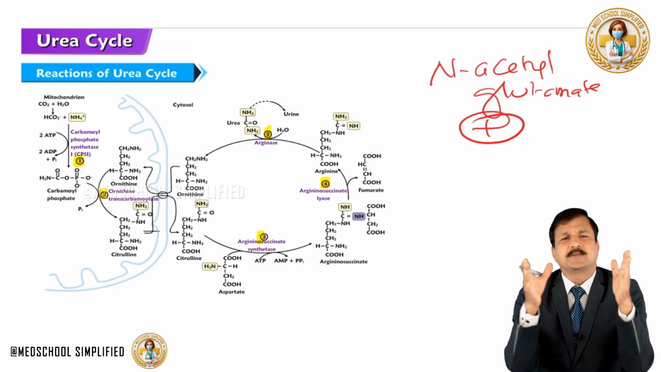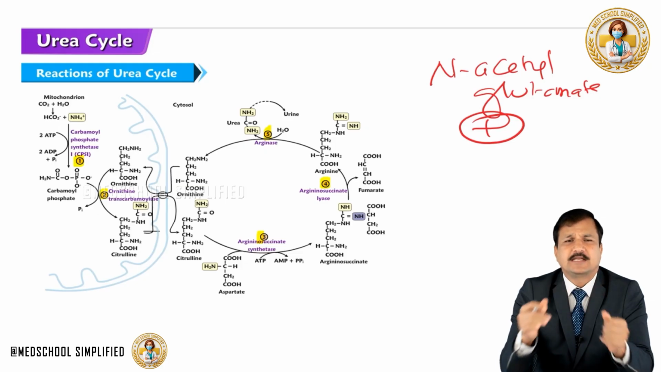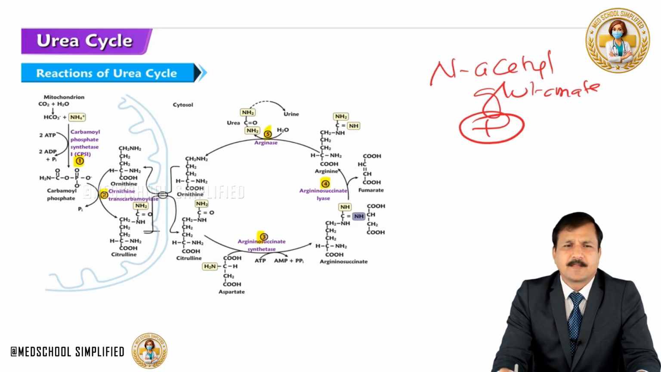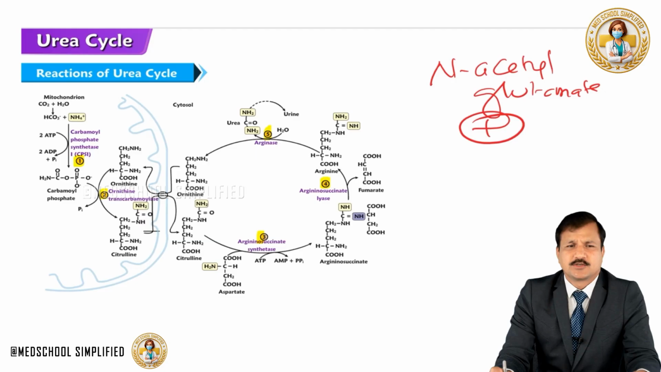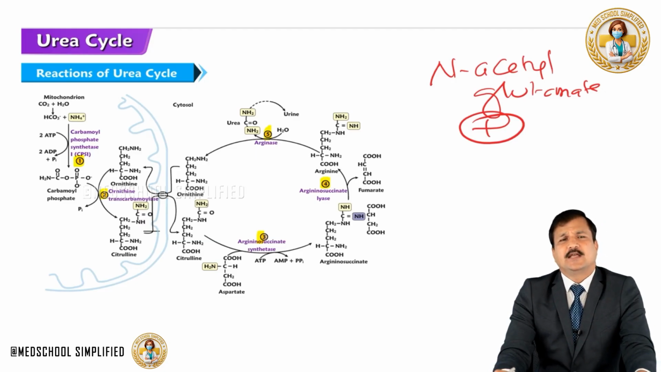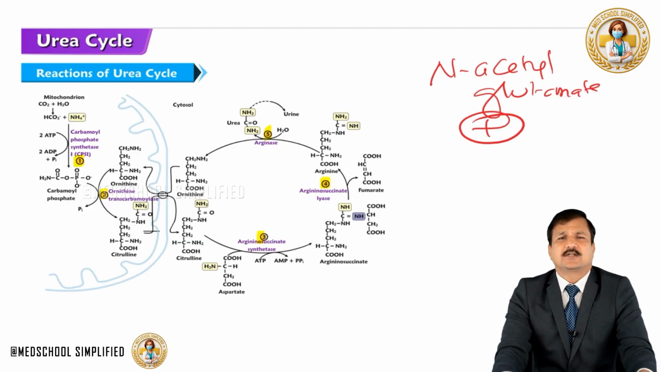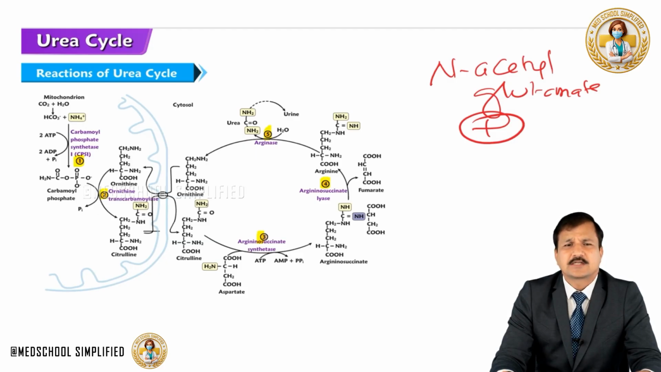Now the carbamyl phosphate simply condenses with ornithine by the enzyme ornithine transcarbamylase, and this is one of the mitochondrial enzymes participating in the urea cycle, especially the second reaction. Not only that, the gene for ornithine transcarbamylase is located on the X chromosome. That's why any deficiency in ornithine transcarbamylase gives rise to an X-linked recessive condition, called ornithine transcarbamylase enzyme deficiency, or OTC deficiency.